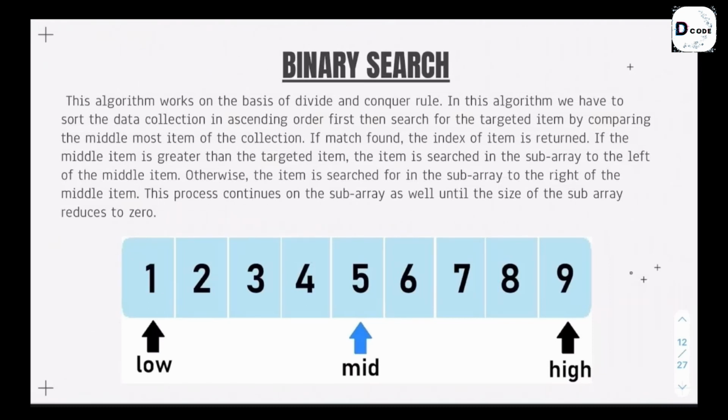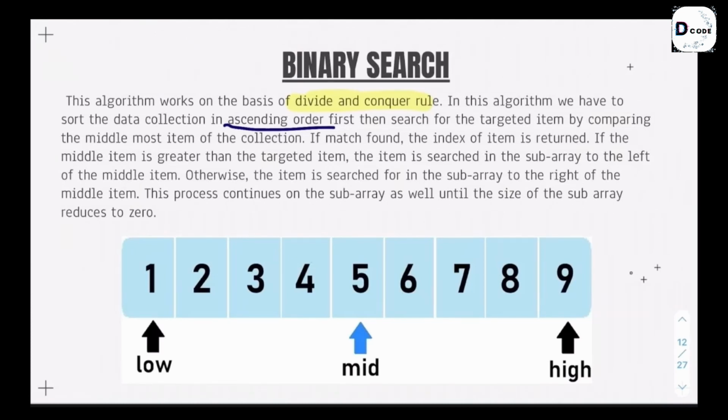So let's start with binary search. This algorithm works on the basis of the divide and conquer rule. In this algorithm, the data should be in sorted manner, that is, in ascending order. Always remember, for binary search, the elements should be present in ascending order.